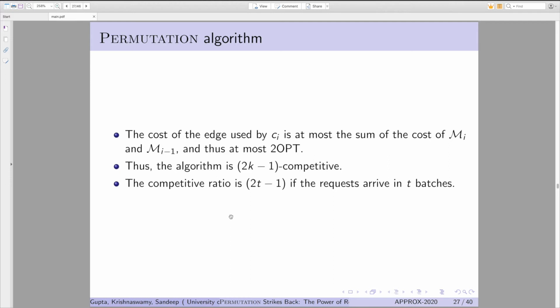We can also study a batch version of this, which we need later, where instead of a single client arriving, clients arrive in T batches. And at each batch, any number of clients could arrive. So the algorithm is again the same as before: whenever a batch of clients arrives, we compute the optimal offline matching with the total clients arrived so far, and we match it to the ends of the augmenting paths, by taking the symmetric difference with the previous matching. And we can prove by the same analysis that the competitive ratio will then be 2T minus 1.